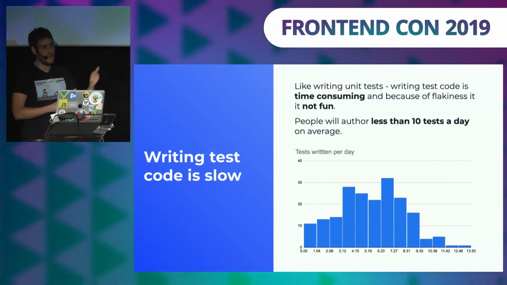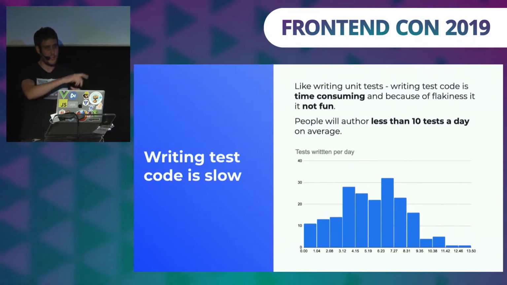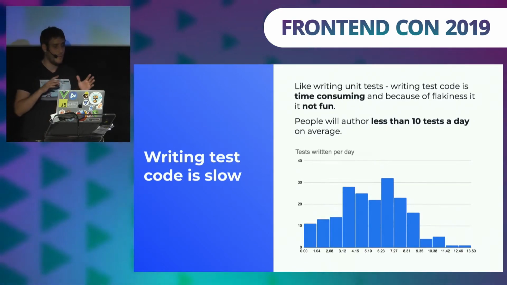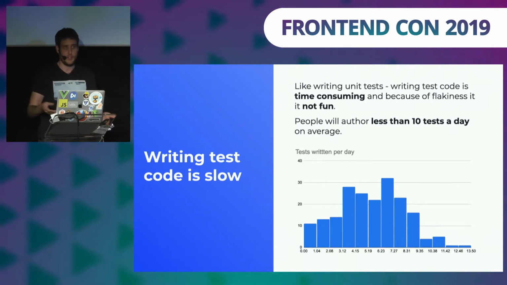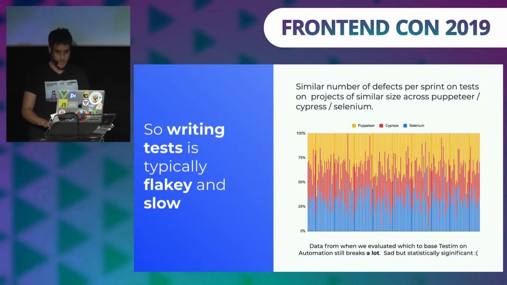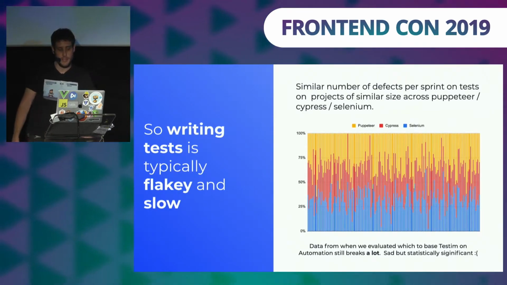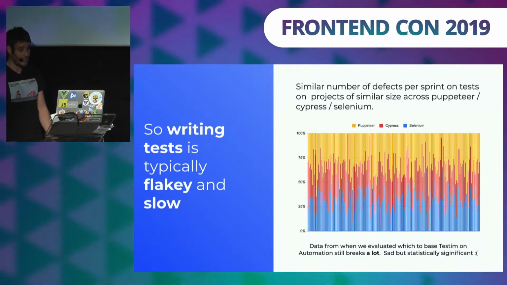And this is nice, because I trust this result because it's like a Gaussian distribution, which always makes me happy. But people will write around 8 tests a day, which I think is very hard. And there are a lot of maintenance defects. So writing tests is typically both flaky and slow.